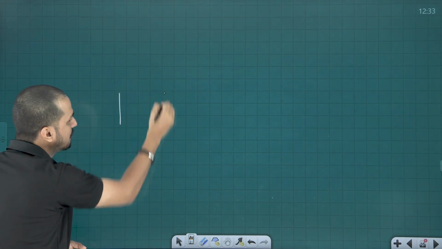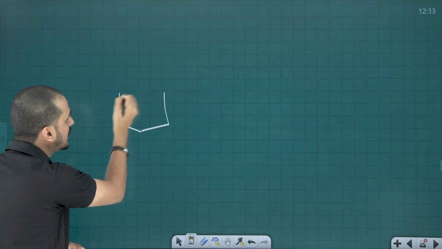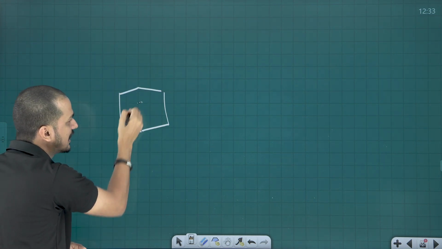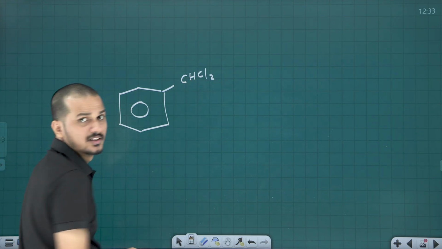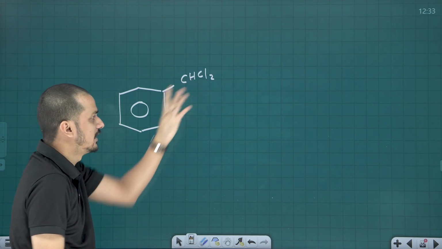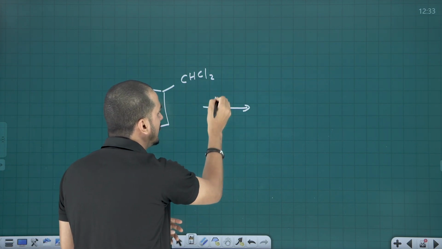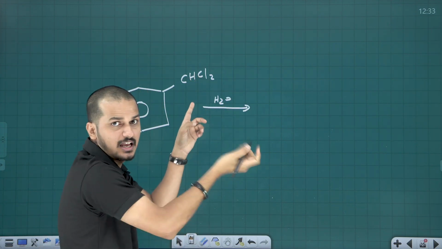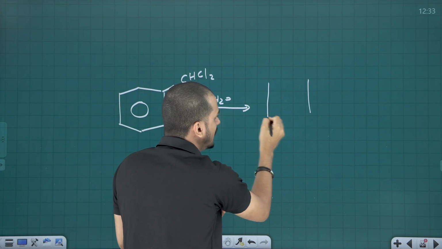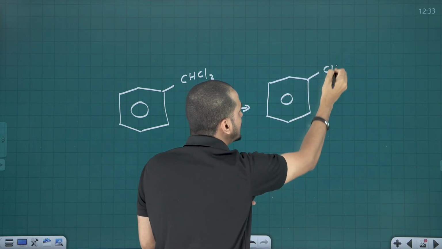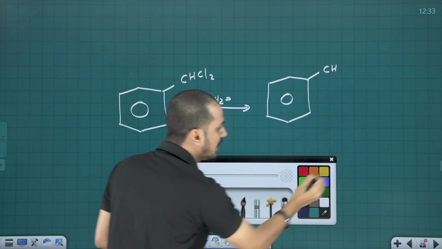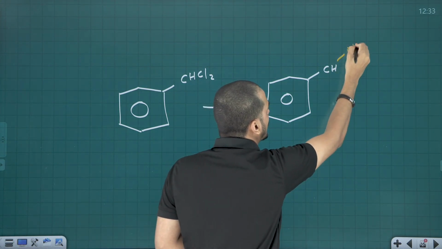Because of side chain chlorination only. Side chain chlorination of what? Of toluene only. This product you are getting is benzyl chloride. This one you are treating with H2O, which means that Cl will be substituted with OH. So on the CH2, one OH will come.